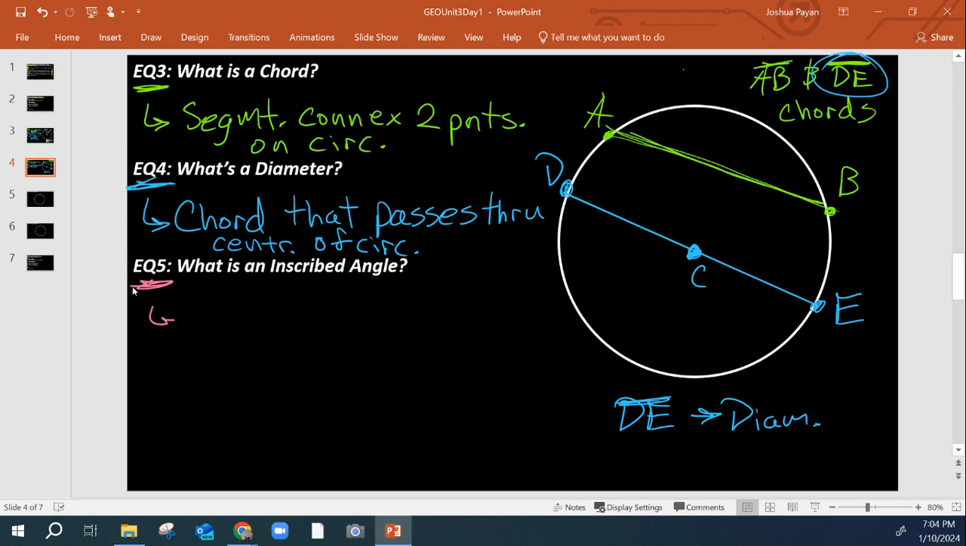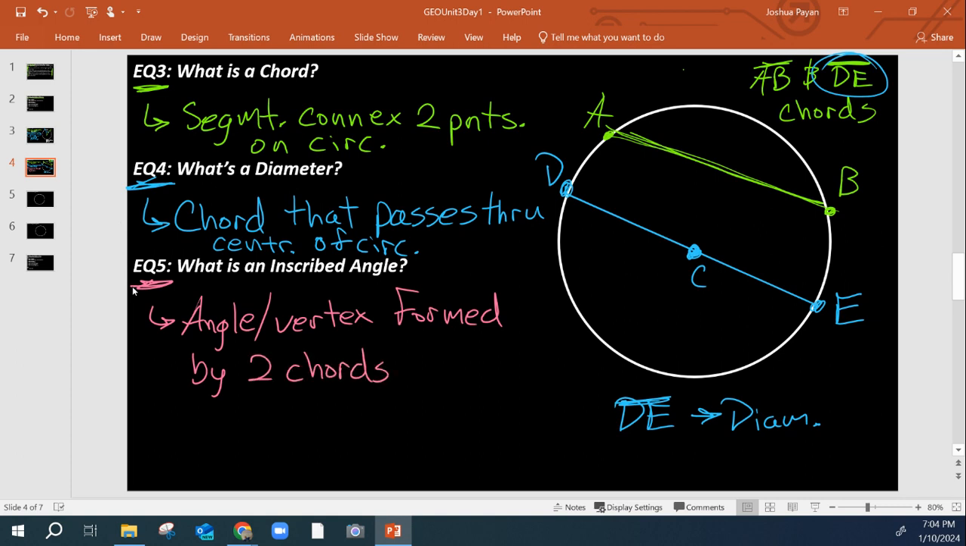Okay, so an inscribed angle is an angle slash, again, it's better to say a vertex, an angle slash a vertex formed by two chords. So a central angle is formed by two radii, right? An inscribed angle, however, is formed by two chords.